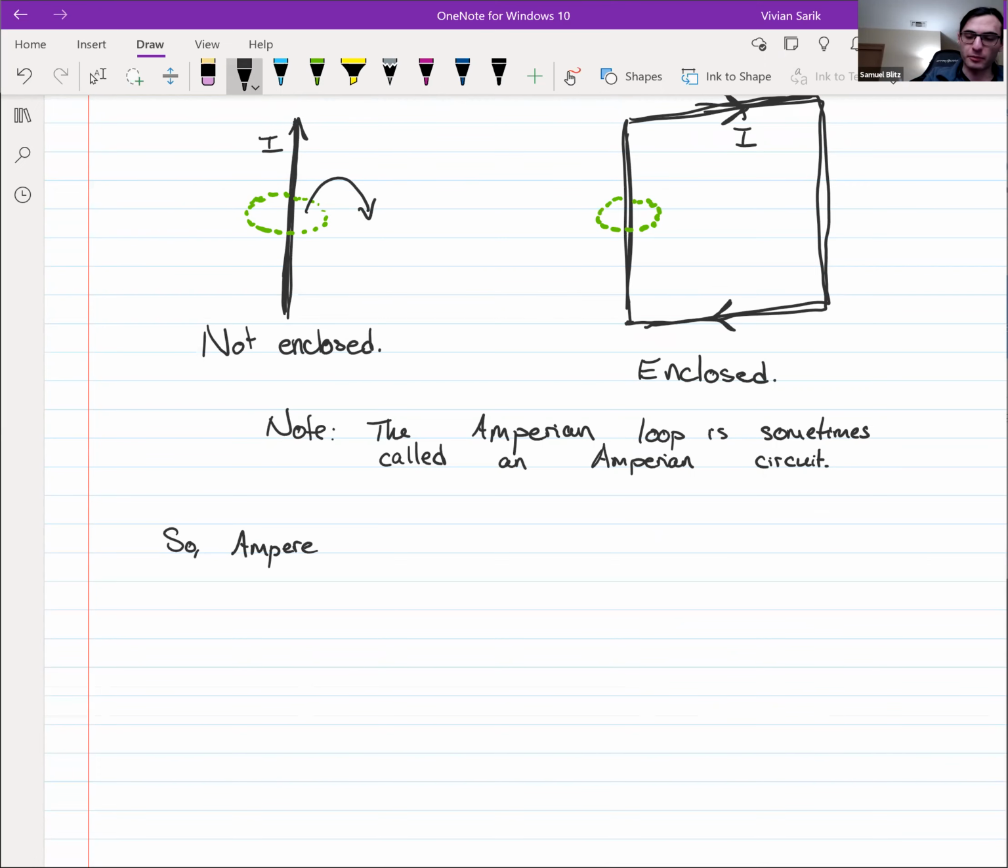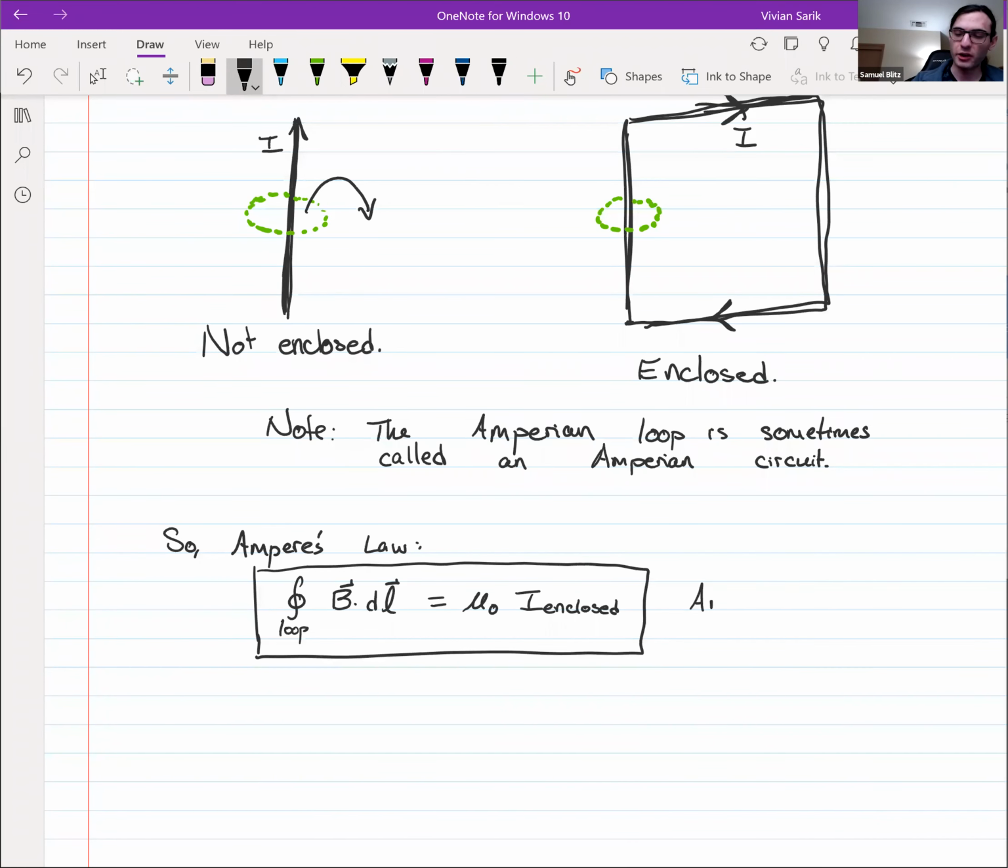So Ampere's law is the following equation. It's an integral over a closed loop of B dot dl. dl, by the way, is the path that goes along the Amperian loop. B is the magnetic field at that point on the path that you're evaluating it. This is proportional to the enclosed current, and the constant of proportionality is, miraculously, equal to mu naught times I enclosed. So this is the enclosed current for that Amperian loop. This is Ampere's law, the integral form.